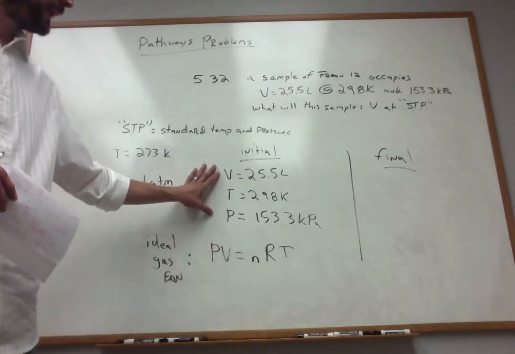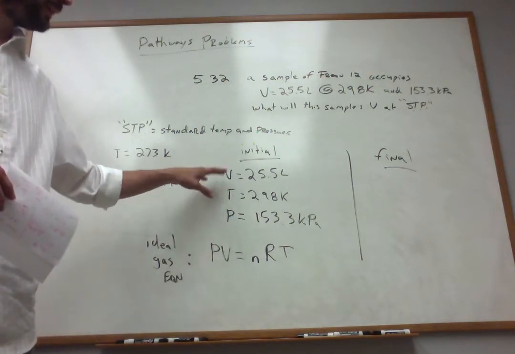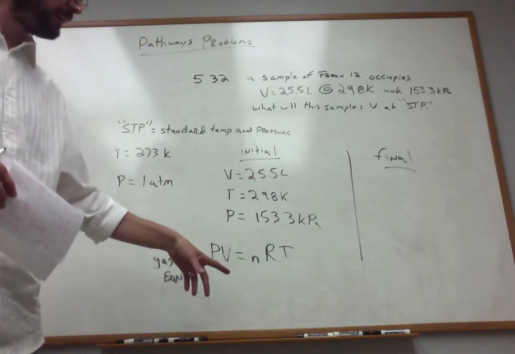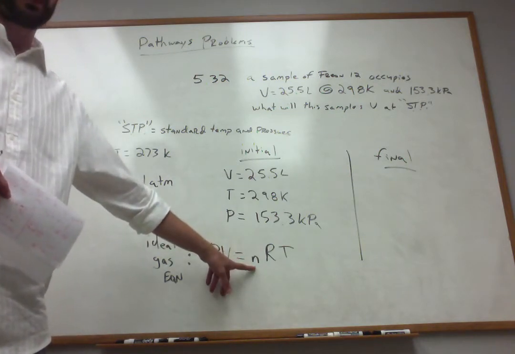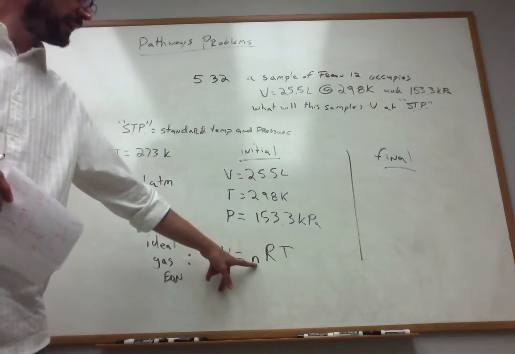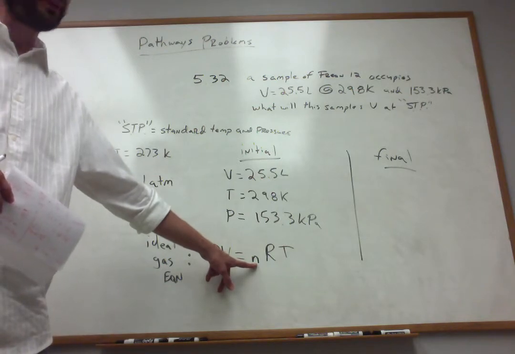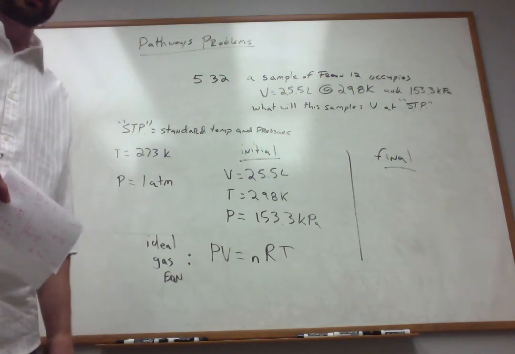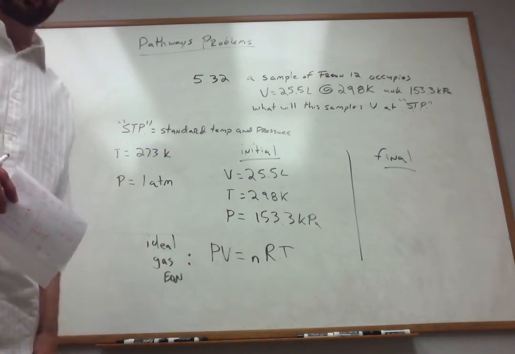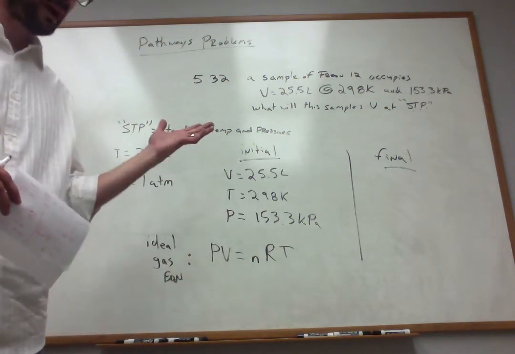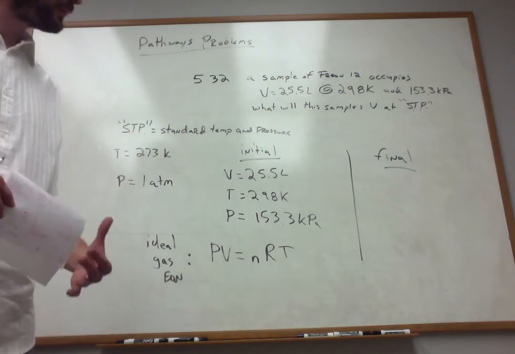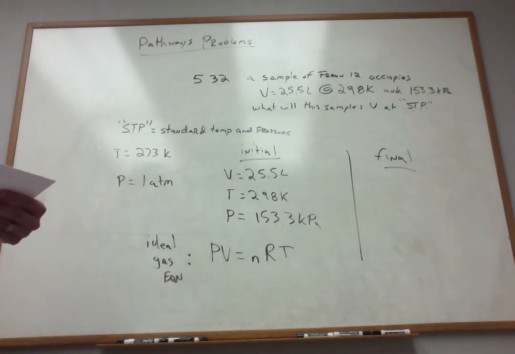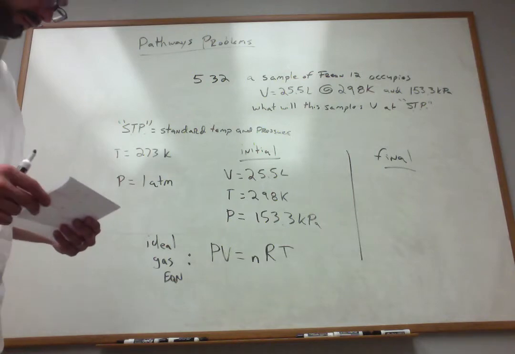So basically in the problem, I've been given all the information I need to figure out how many moles of gas must be present in this sample. And if I know how many moles of gas are present, I can really adjust for any conditions of volume, temperature, pressure. I can change it however I want and figure out how the unknown variable changes. Okay, so that's the strategy we're going to use as we get into this.